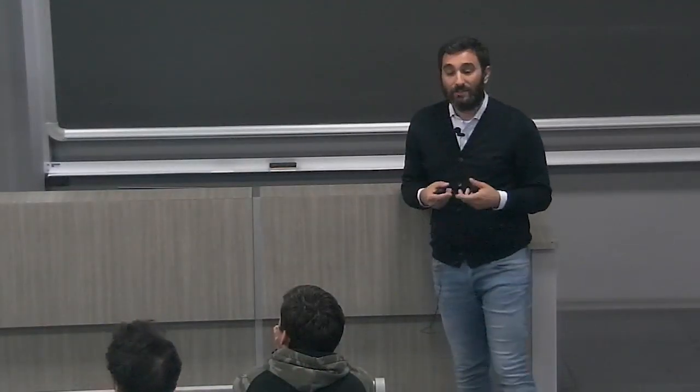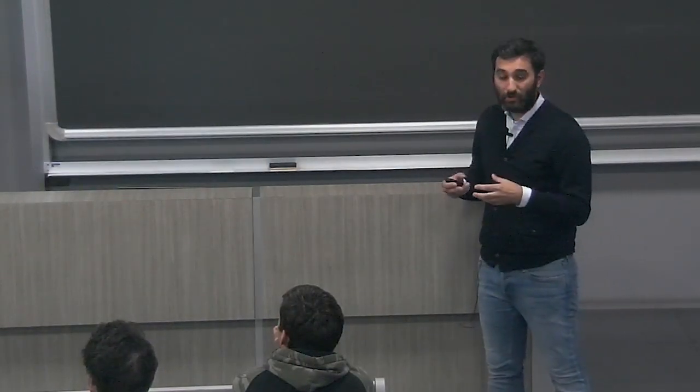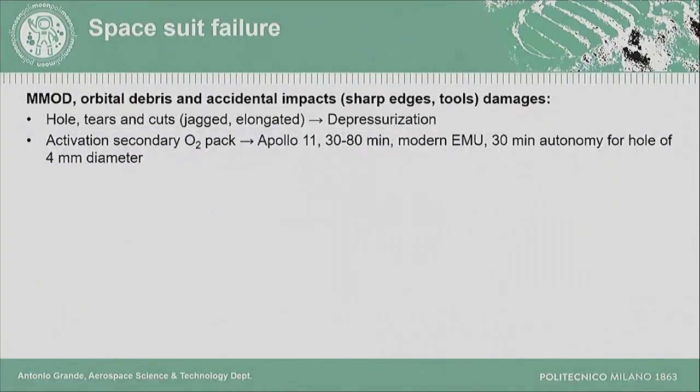Why is the risk of puncture so high? Because the spacesuit can lose pressure and become depressurized, and depending on the extent of the damage, the astronaut has only a few minutes to come back inside the spacecraft safely. In particular, for a hull damage of 4 millimeters, the astronaut has only 30 minutes to come back inside.